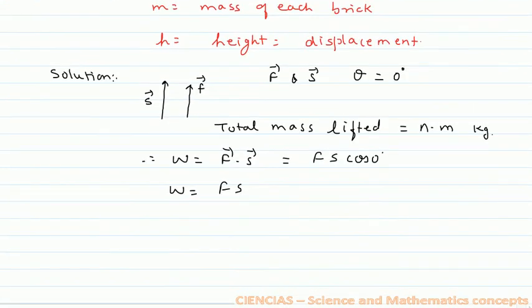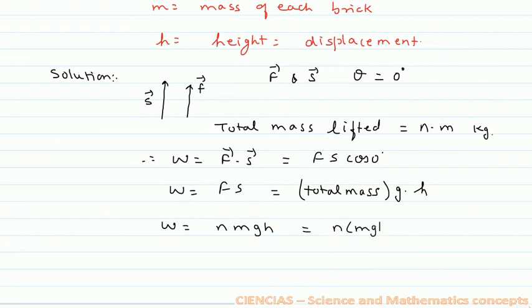The force applied will be equal to the weight of the bricks. So weight is total mass into acceleration due to gravity, and displacement is equal to h. So work done, with total mass n times m, into g into h, or we can say n times mgh.